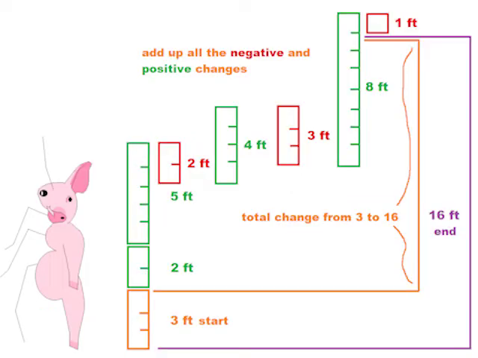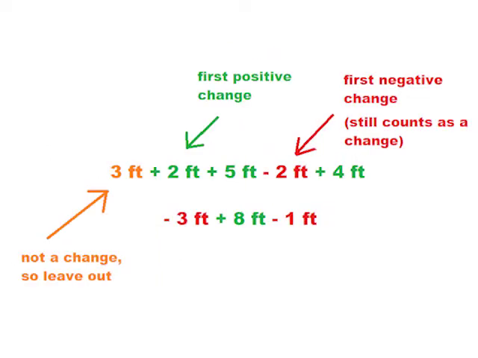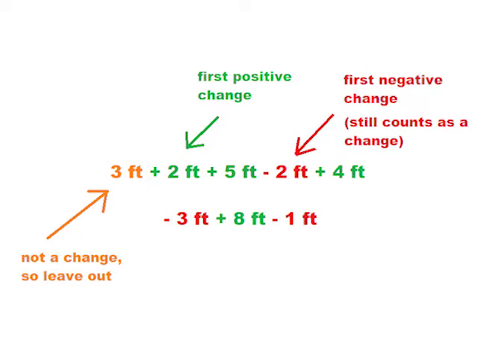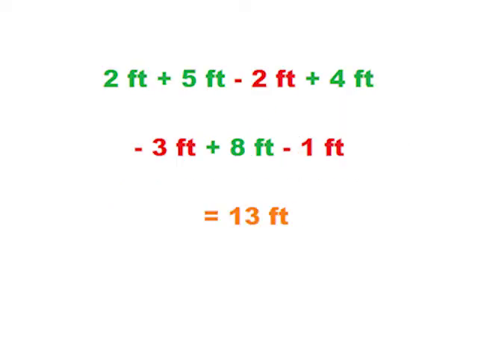Add up all of the changes that were made every year, and they equal the total change from 3 to 16. Well, you started at 3 feet, and that's just where you started. It's not a change, so it doesn't factor into the calculation. The first change that happens is when you grow 2 feet. Then you grow 5 feet, and so on. So adding up all the changes looks very similar to the original problem of figuring out how tall we eventually got. Now all we're doing is taking off the 3 at the beginning. That gives us 2 plus 5 minus 2 plus 4 minus 3 plus 8 minus 1. Sure enough, it equals 13.